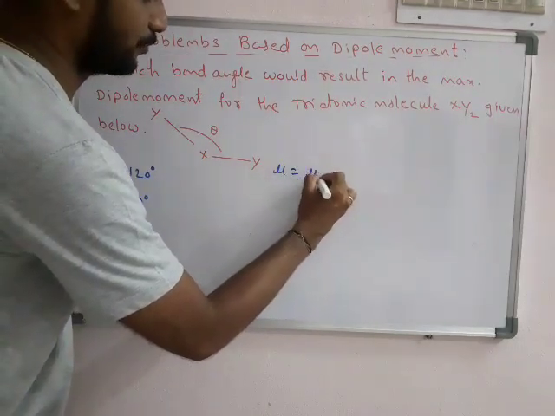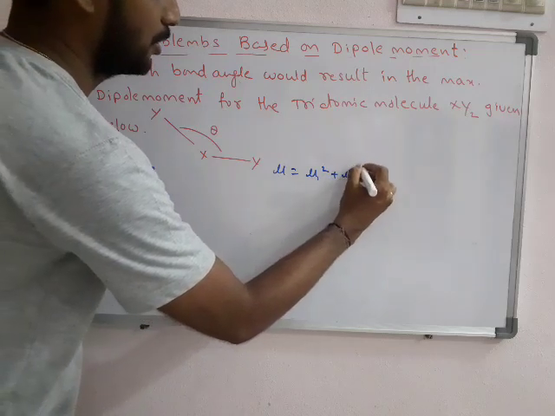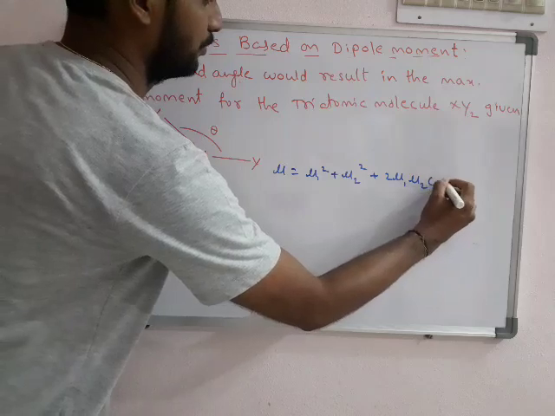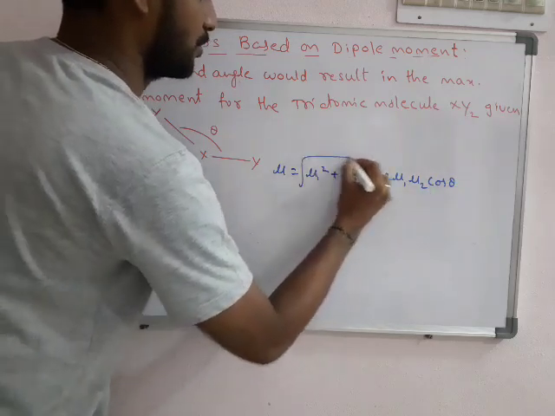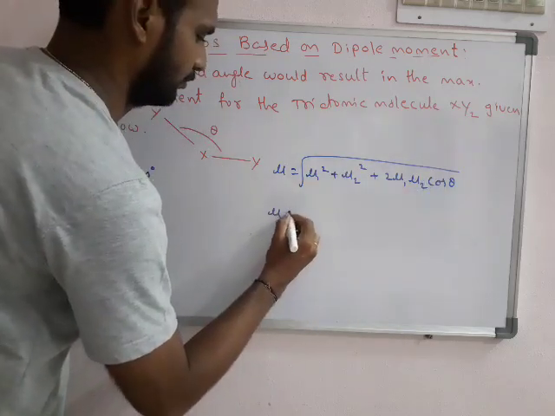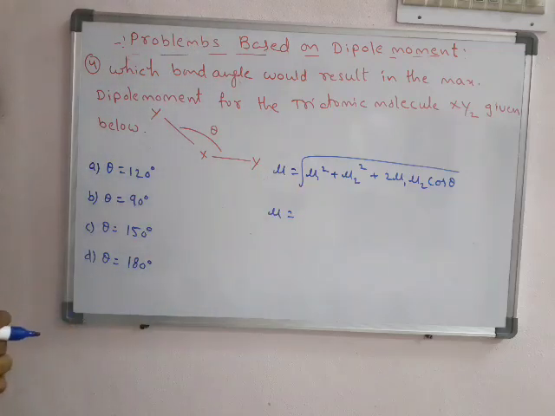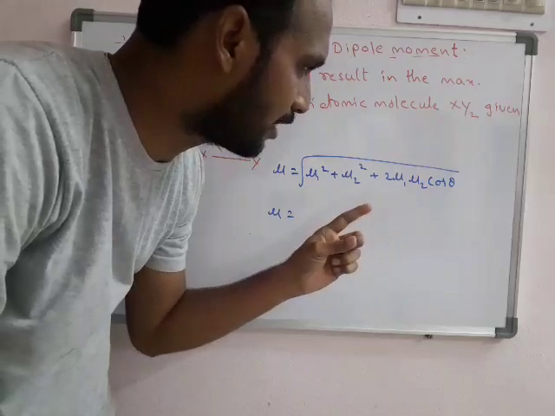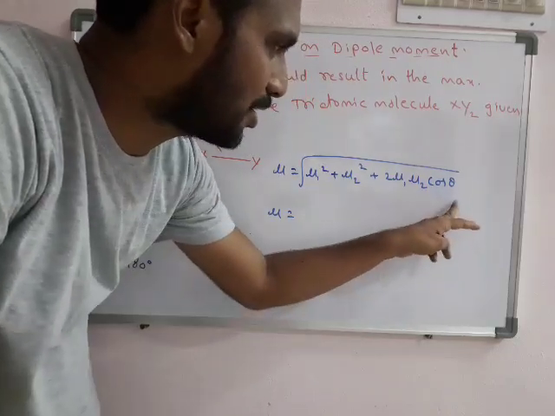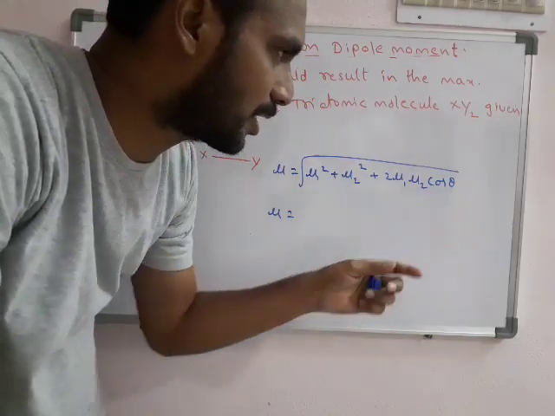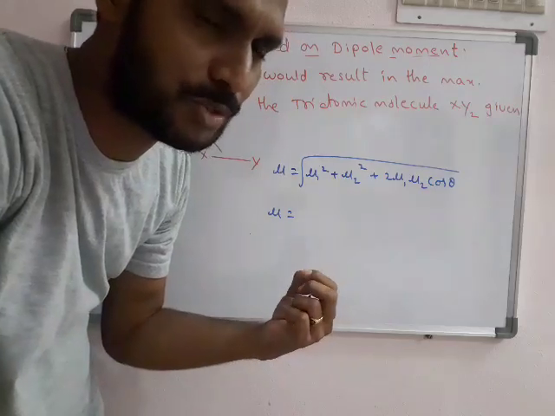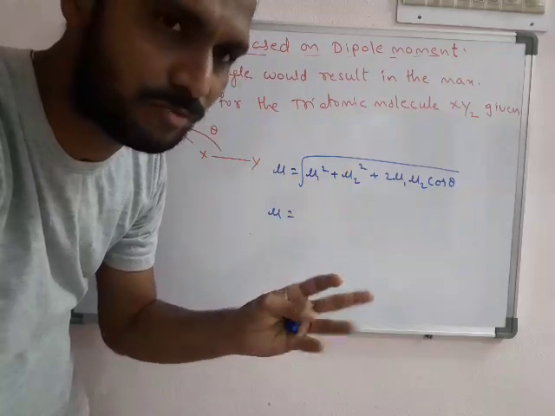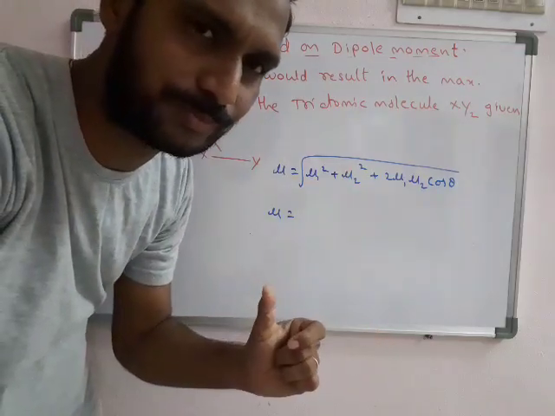So that is the resultant μ equals the square root of μ1 square plus μ2 square plus 2 μ1 μ2 cos theta. Okay, which gives the highest value. If theta equals 0, cos 0 is 1, and then we would get perfectly (μ1 plus μ2) whole square. The final value becomes μ1 plus μ2.